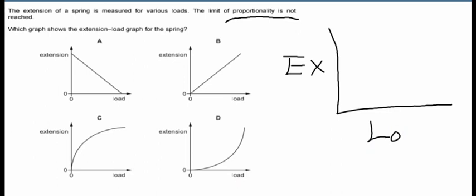If the proportionality is not reached, the graph is going to be just straight without bending. This one is not drawn to scale. Yes, so the graph should be straight when the spring is obeying Hooke's law. Next, which graph shows the extension load graph for the spring? Since the proportionality is not reached, the answer is just going to be B, right? When the proportionality is not reached, it means the spring hasn't reached its elastic limit. The next question.